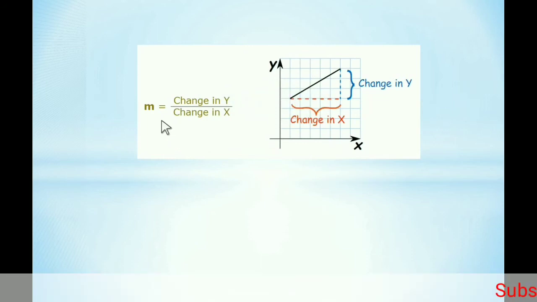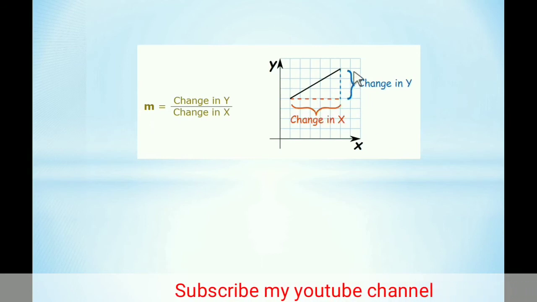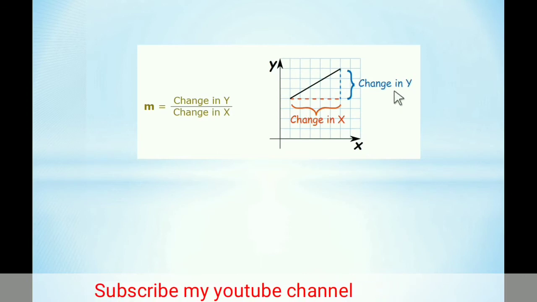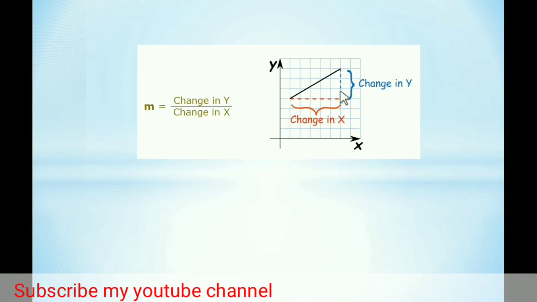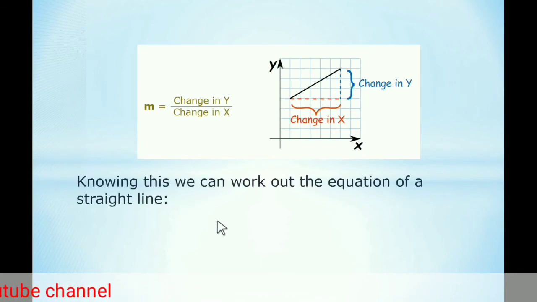That is, slope, denoted by m, equal to change in y divided by change in x. Look at this, the red one is the change in x and the blue one is the change in y. When we divide this, it is rise by run, equal to the slope of a line. Knowing this, we can work out the equation of a straight line easily.